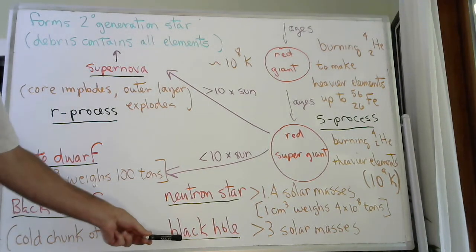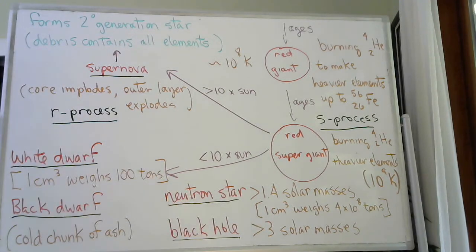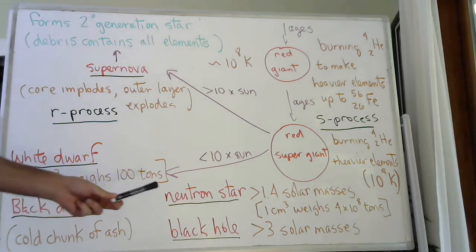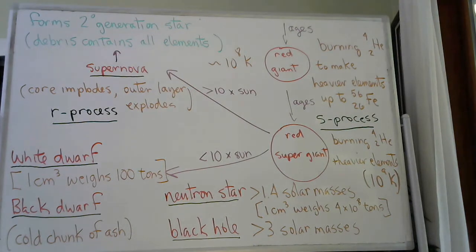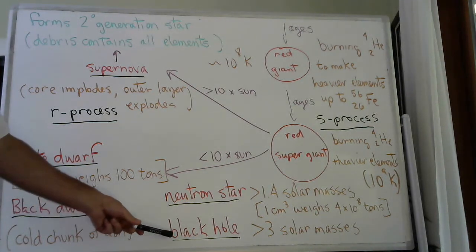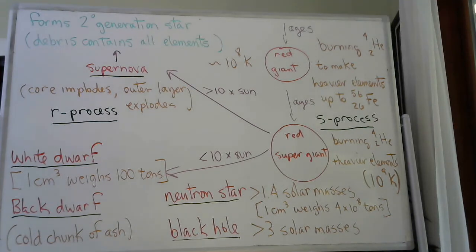And lastly, if we have something greater than 3 solar masses, there is a possibility that during the implosion, you'll actually rip a hole in the space-time continuum, and you can create a black hole. So those are all the possible scenarios in the death of a star.